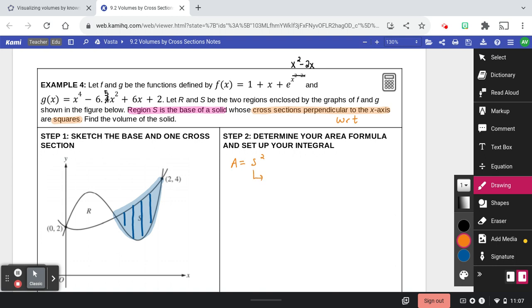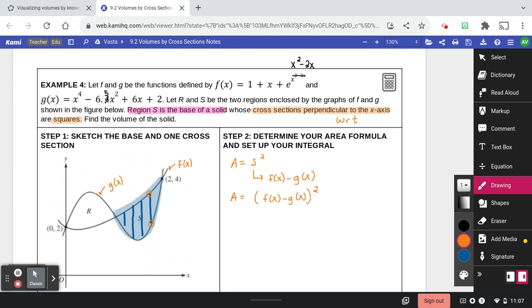In this case, one side of this graph is going to go from here to here. In order to identify which function is which, you can definitely graph these on your calculator. I'm going to tell you right now that this graph right here is your f of x graph, and this graph right here is your g of x graph. So in this case, the f of x is actually the top of this graph. So it would be f of x is the top minus g of x is the bottom for each cross section, which means my area formula would be f of x minus g of x squared.